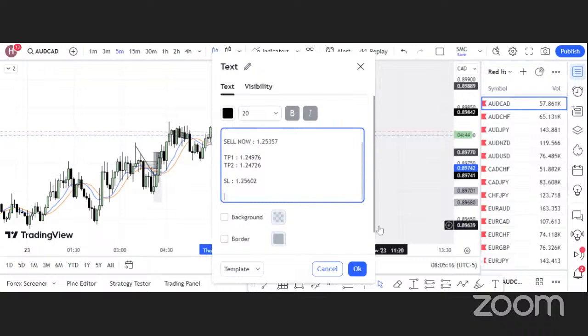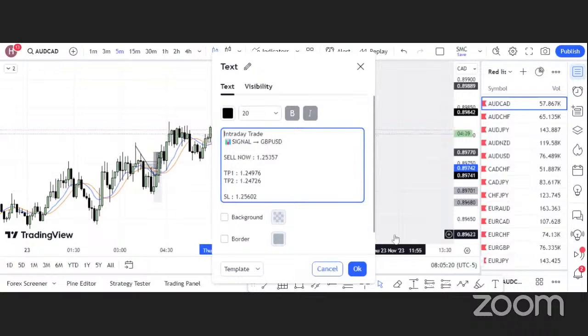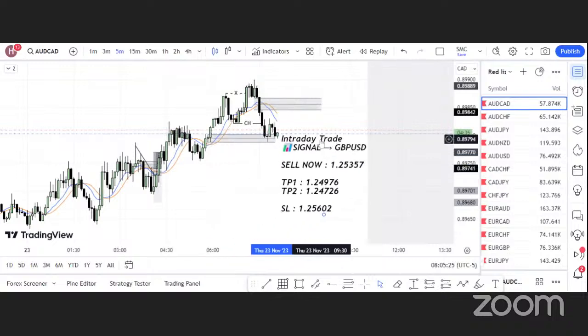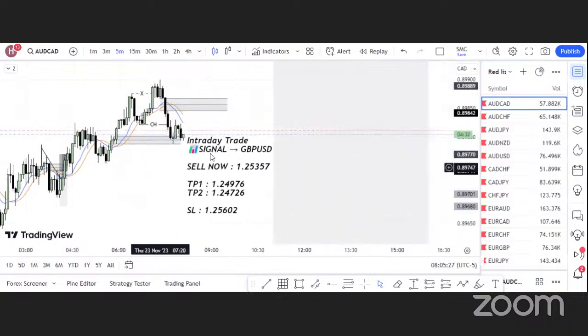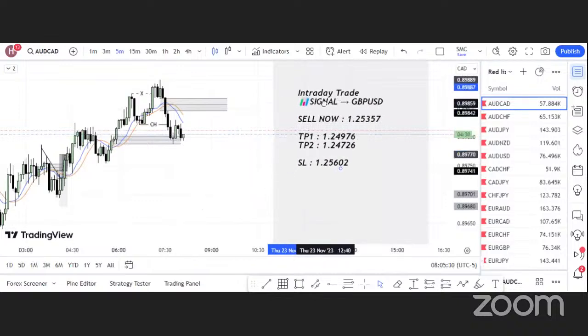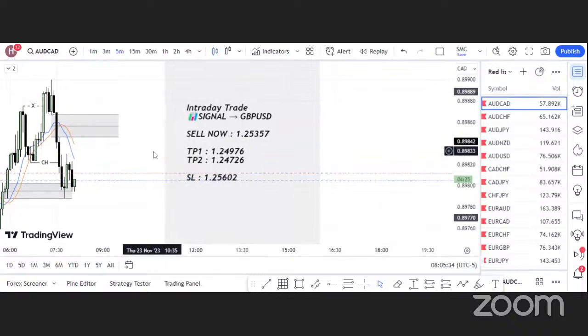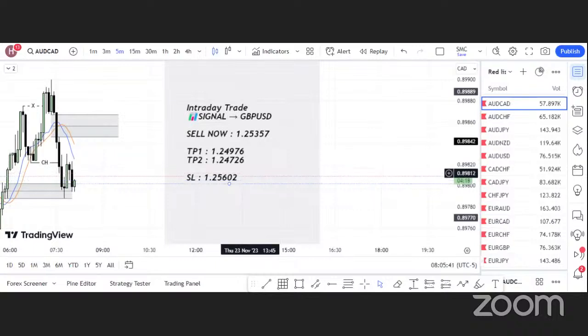Let me delete this. There's no need for that. So all we need here is just the buy, the sell. So this is basically how a signal looks like. Every signal comes with its own instructions. All right. So it says whether you are buying or selling, and you are definitely going to be doing one of the two. You are either buying or you are selling.